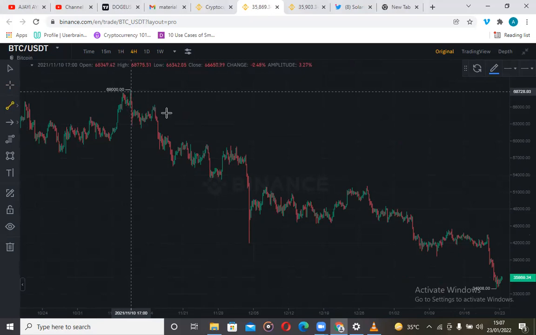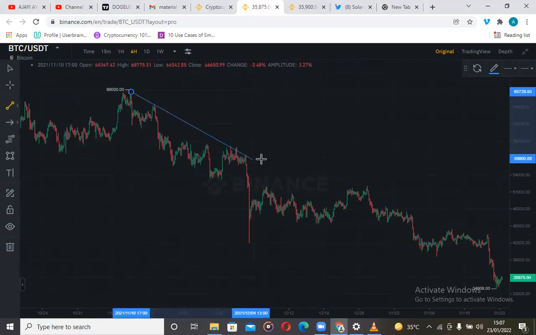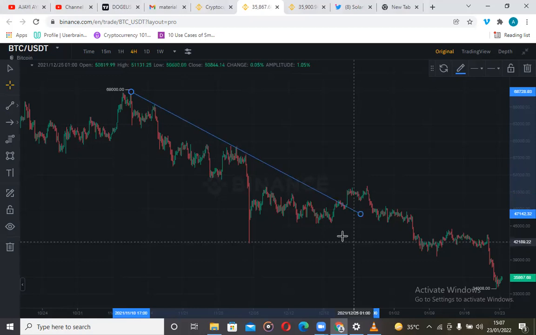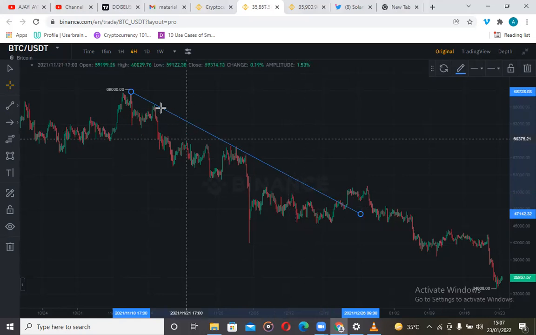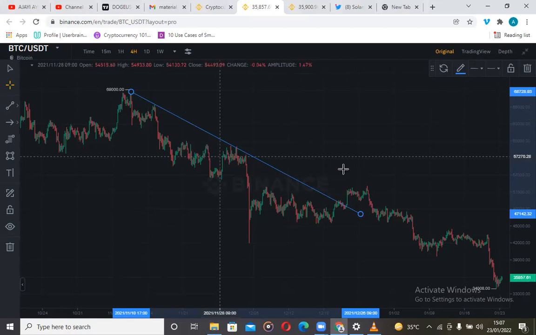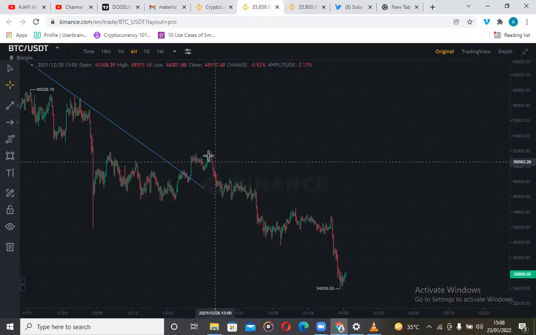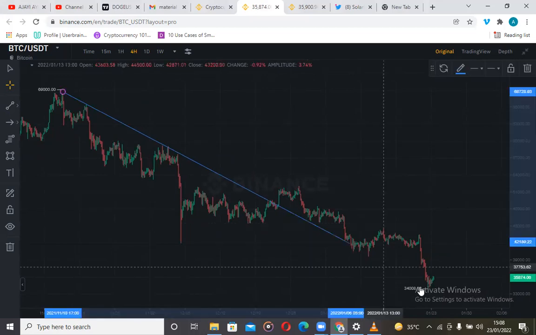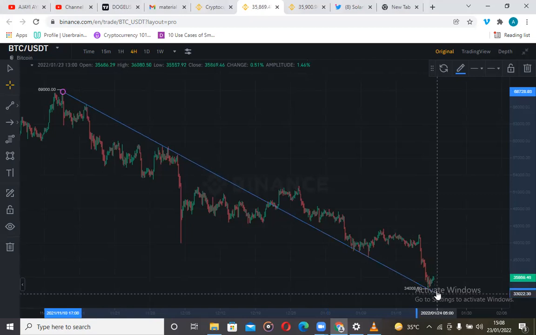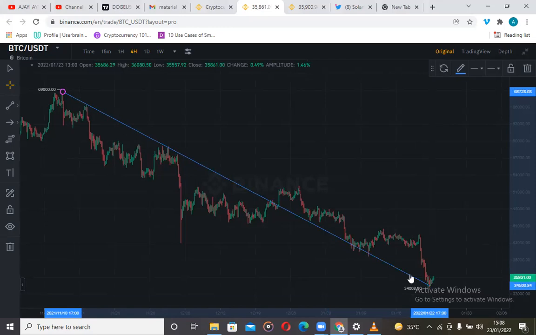You can see the trend line. This is a trend line, right? You can see the price is coming down gradually to this point. This is a trend line that shows a downtrend. This shows a downtrend, right?